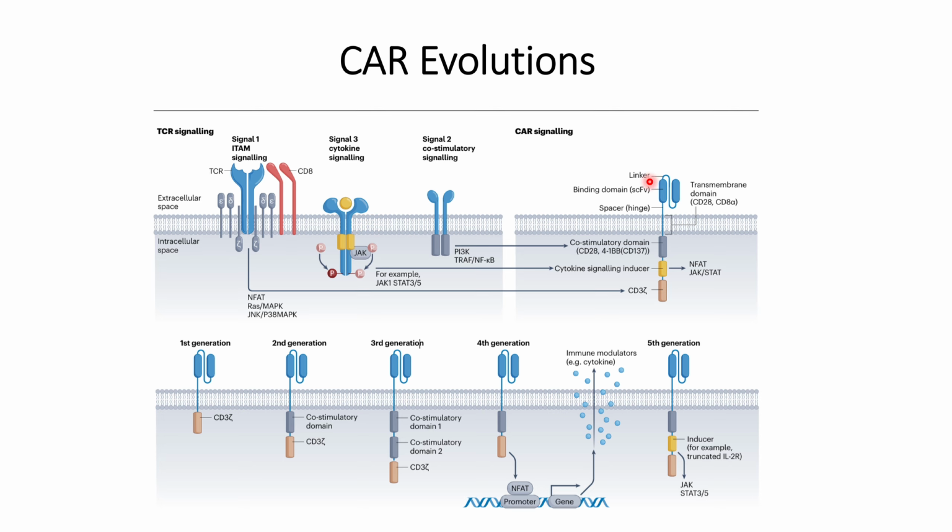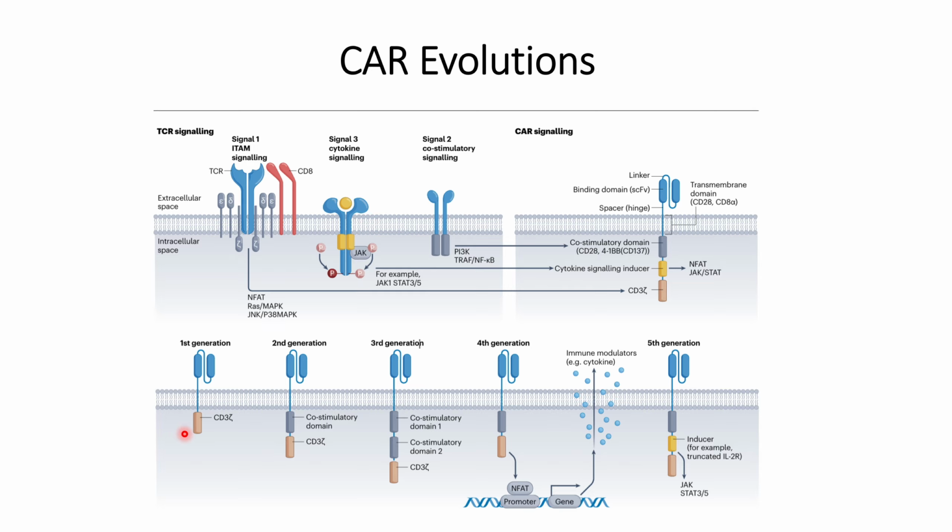In the extracellular domain, they have this binding domain and the linker for the flexibility of this single chain fragment variable, and in the transmembrane domain they have this transmembrane region, CD28 or CD8 alpha, and thereafter they have the co-stimulatory domain. It could be one or two. Commonly used co-stimulatory domains are CD28 and 4-1BB, and then they have this cytokine signaling inducer, that is NFAT, that will enhance the anti-tumor efficiency of these activated CAR T cells, and the CD3 zeta is for the activation of the T cells. So now we will go through the different generations of the CAR T cells.